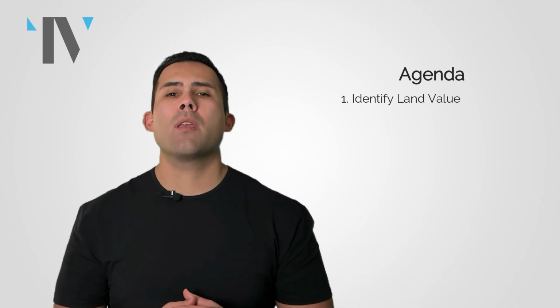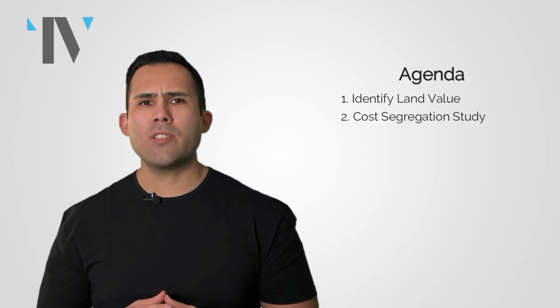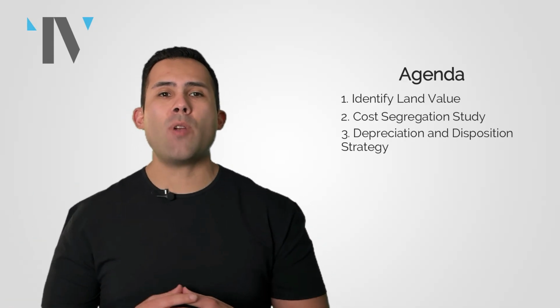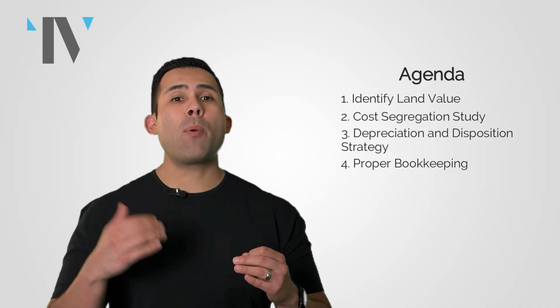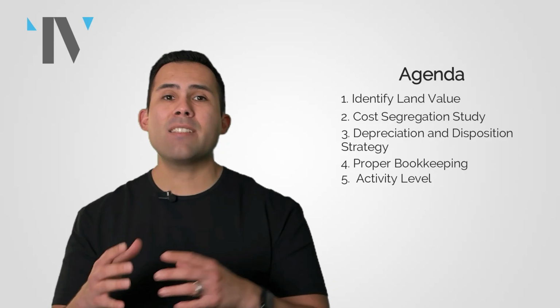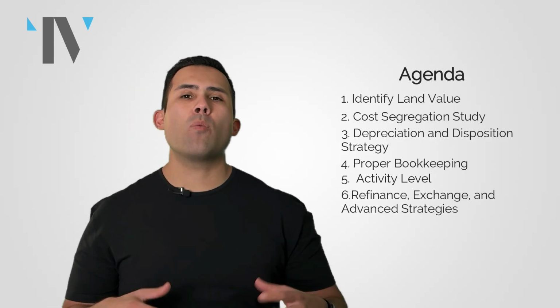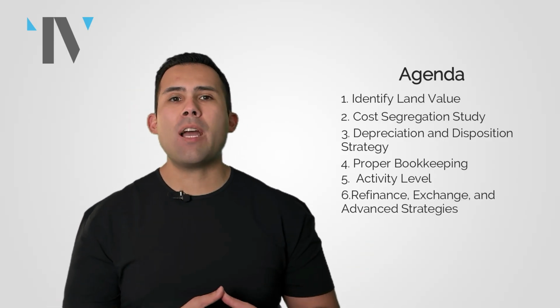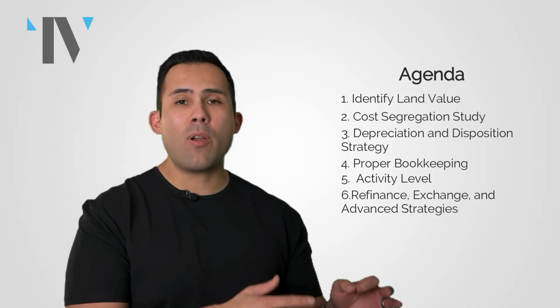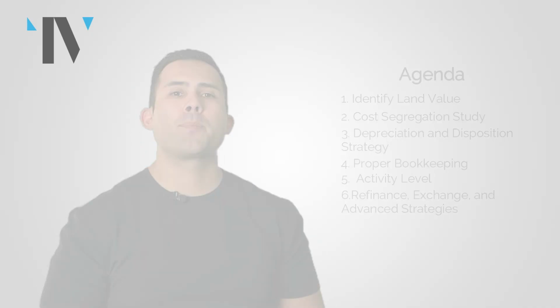Our agenda includes identifying land value, conducting a cost segregation study, creating a depreciation and disposition strategy, setting up proper bookkeeping, determining the level of activity and its implications. Finally, we'll touch on how to access your property's equity and even introduce some advanced tax strategies. The steps are on the slide, so let's get into it.